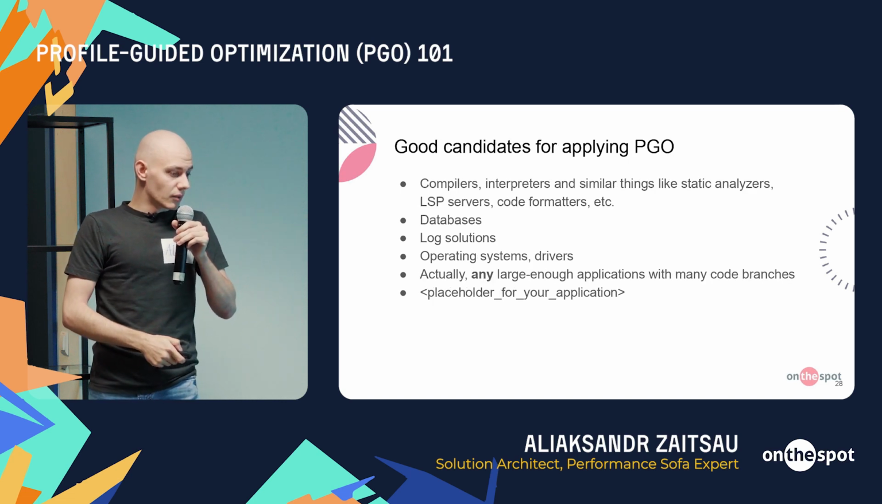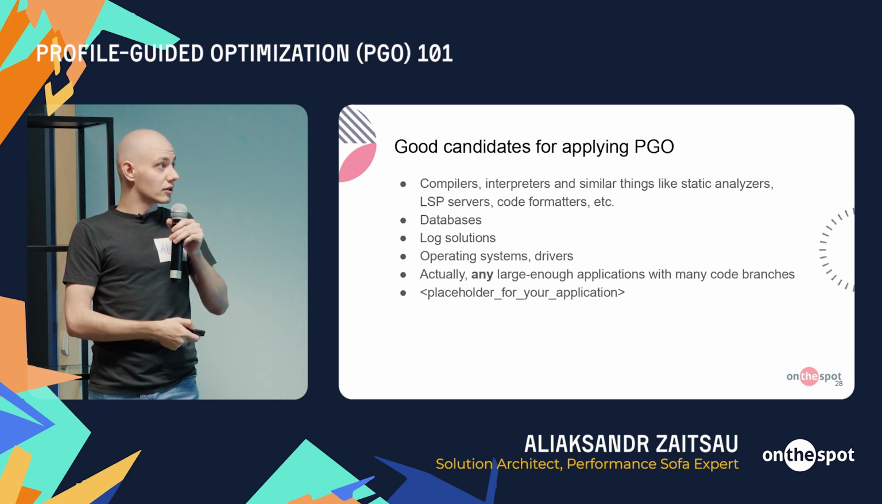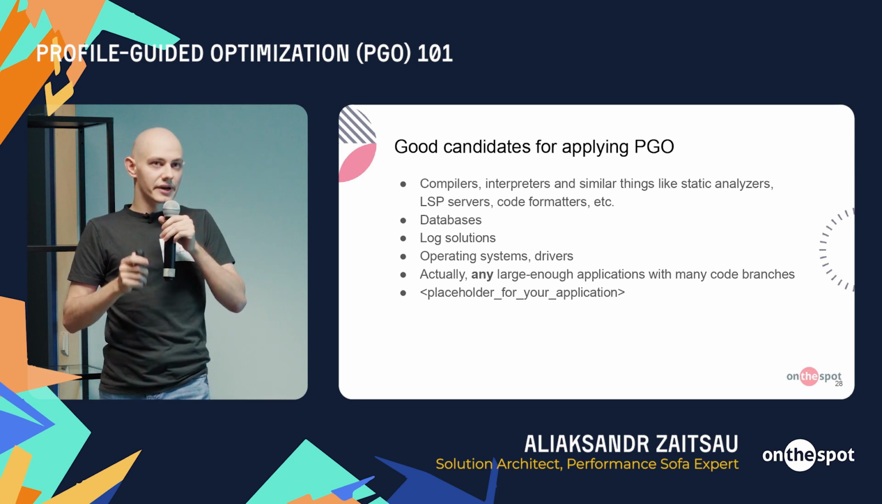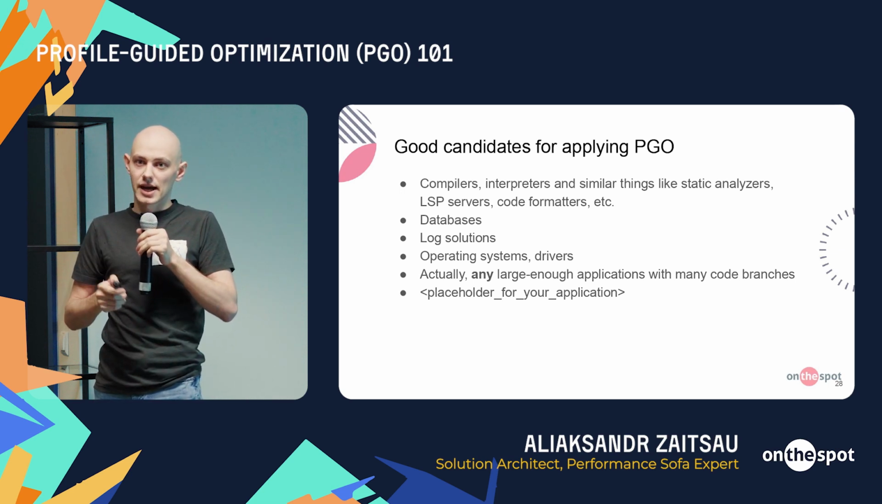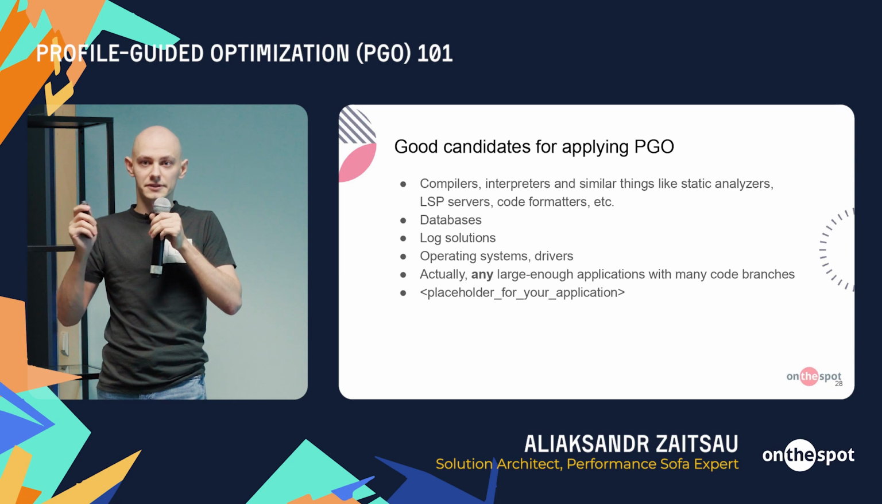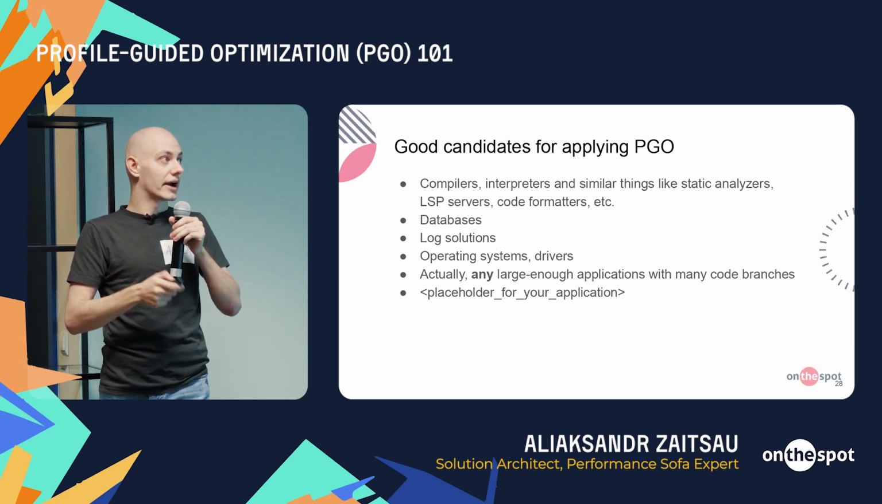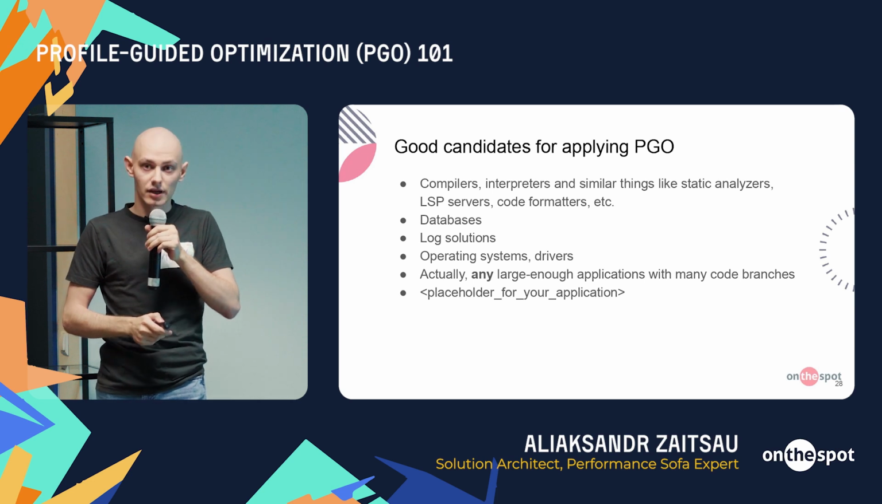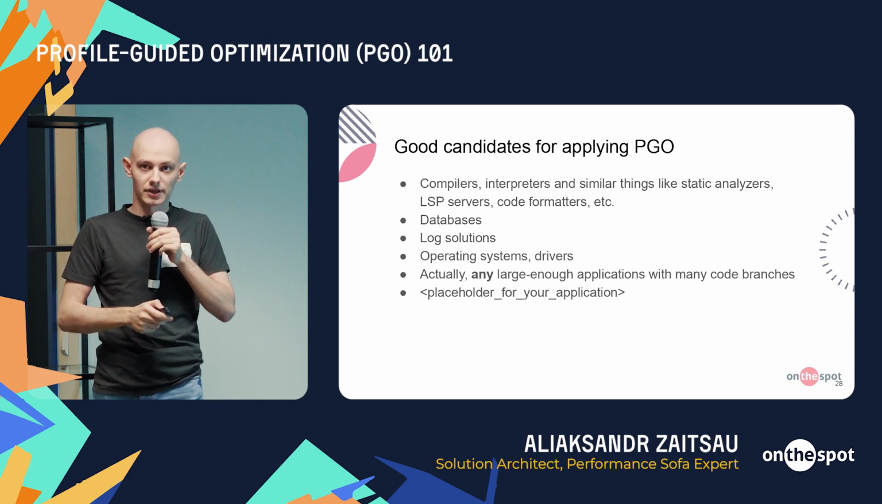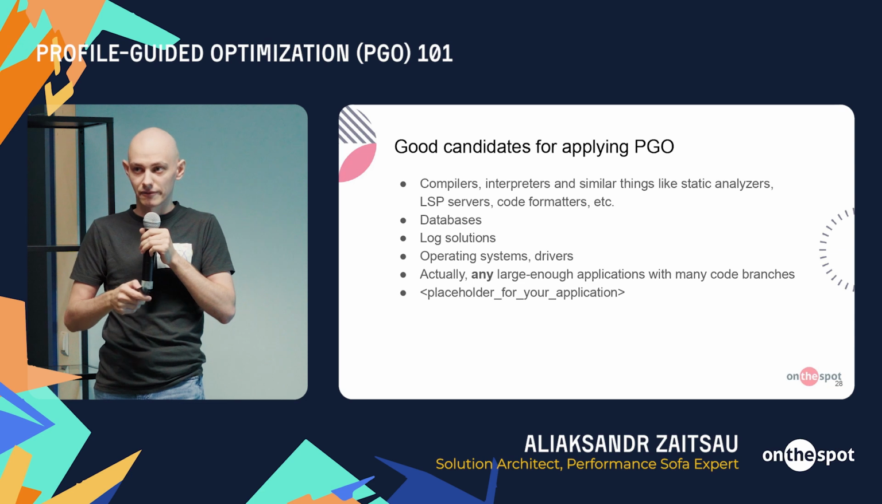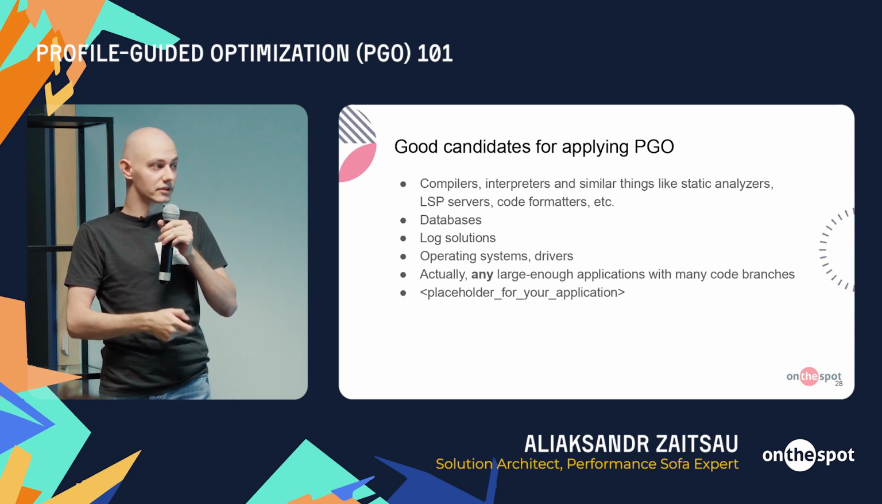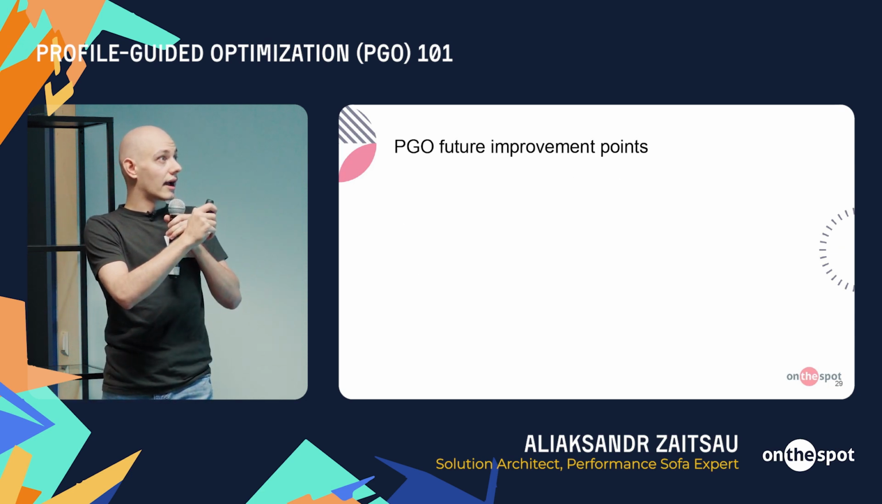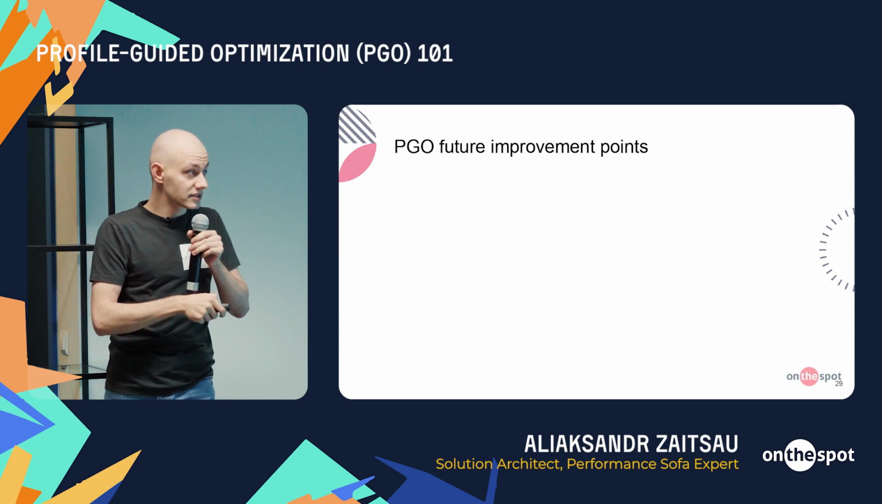So, what are good candidates for applying PGO? Actually, any software with a lot of branches inside, like a lot of if statements and so on: compilers, interpreters, databases, even operating systems and drivers. The Linux kernel can be optimized with PGO right now. There are dedicated kernel build flags. And it's not the end.